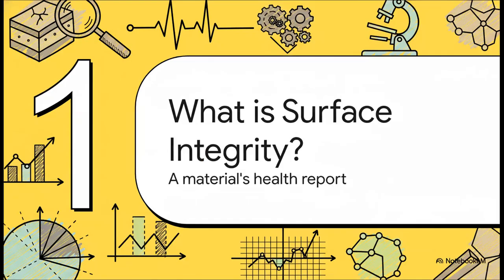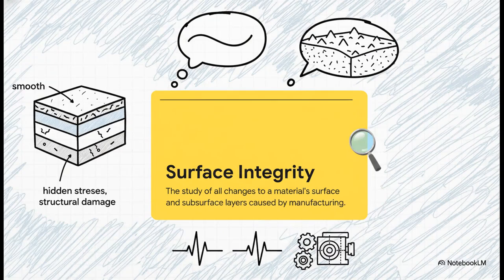Okay, so first up, what is surface integrity? The best way to think about it is like a complete health report for a material's surface. It details every single thing it went through during manufacturing. This goes so much further than just asking, hey, is it smooth? Surface integrity is the study of every single change a surface goes through when it's made. We're talking texture, hidden stresses, even microscopic damage. It's really the difference between a quick glance and a full-on diagnostic workup for a part that absolutely cannot fail.